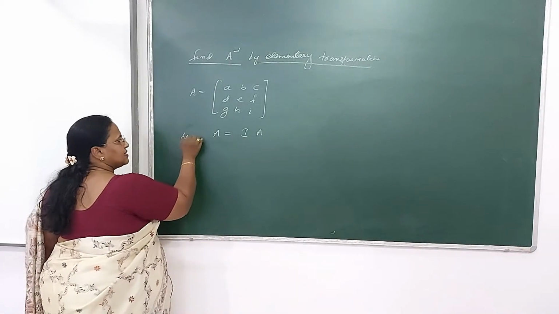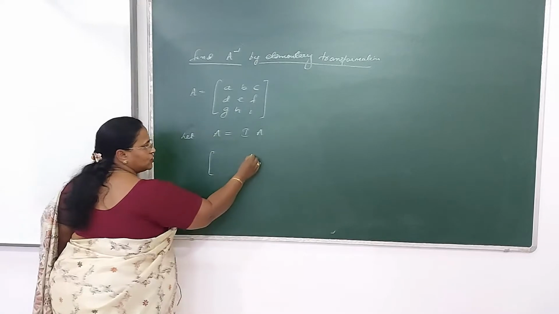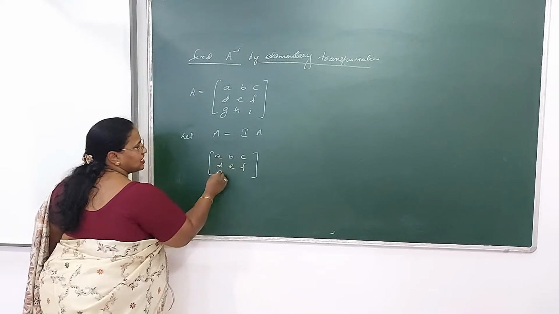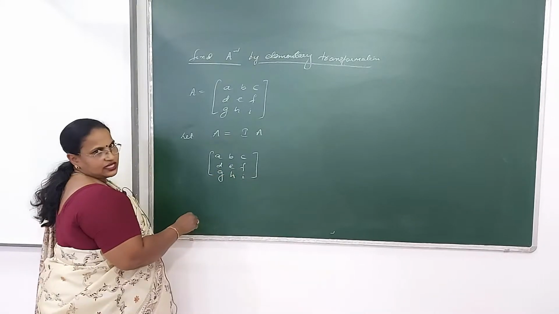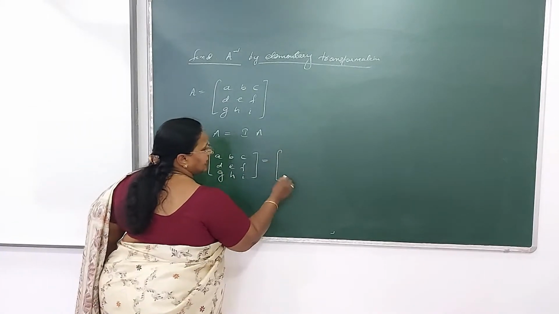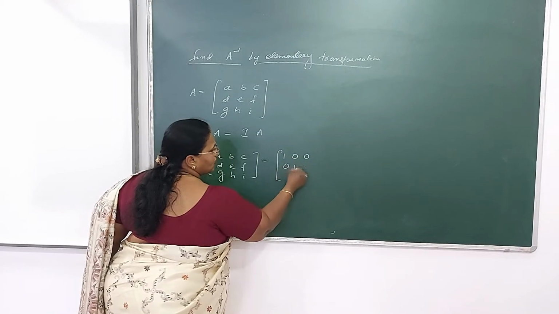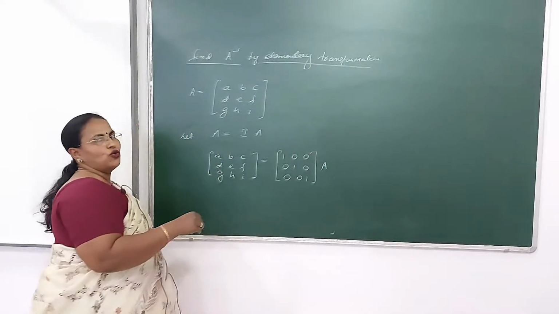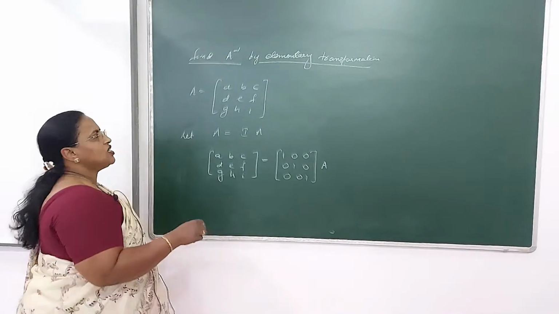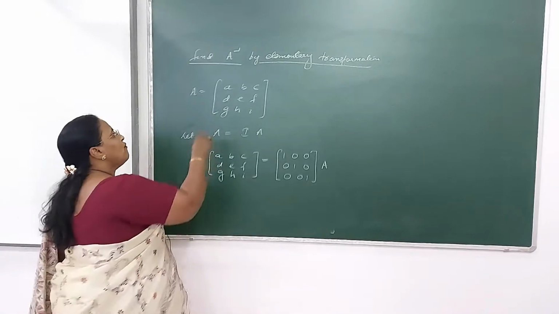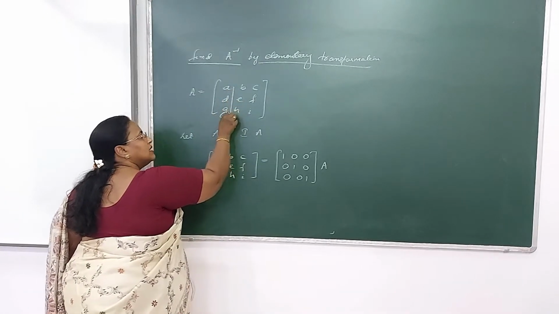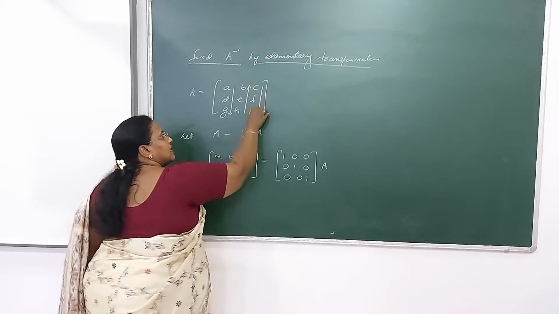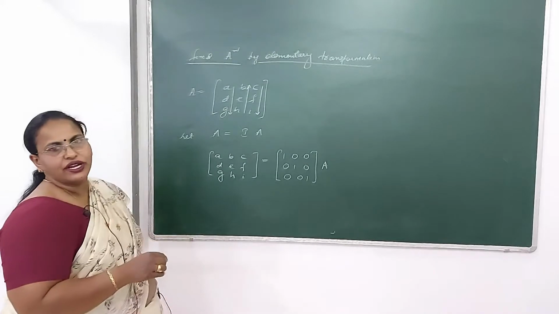Now what will be the next step? Replace A by the given matrix. So A is A, B, C, D, E, F, G, H, I. This will be placed on the left hand side, and on the right hand side the identity 1 0 0, 0 1 0, 0 0 1 into A. Now how to start? If it is a row operation, then the movement will be column-wise. See, I am making an arrow here which shows the direction. So this will be the direction of movement.